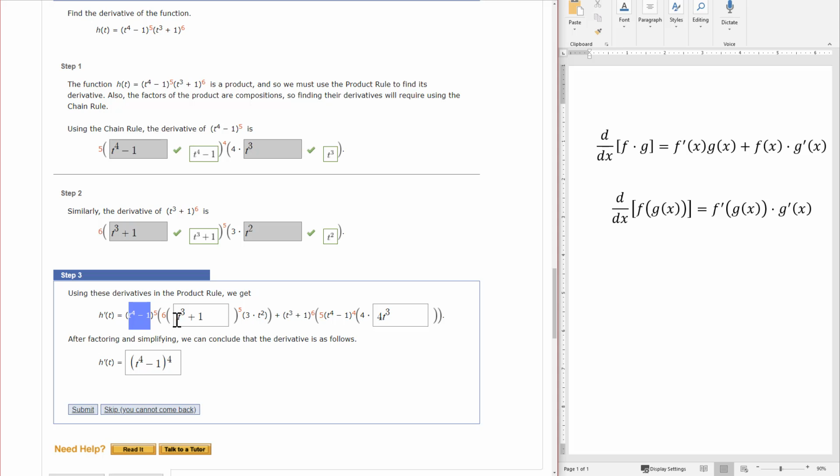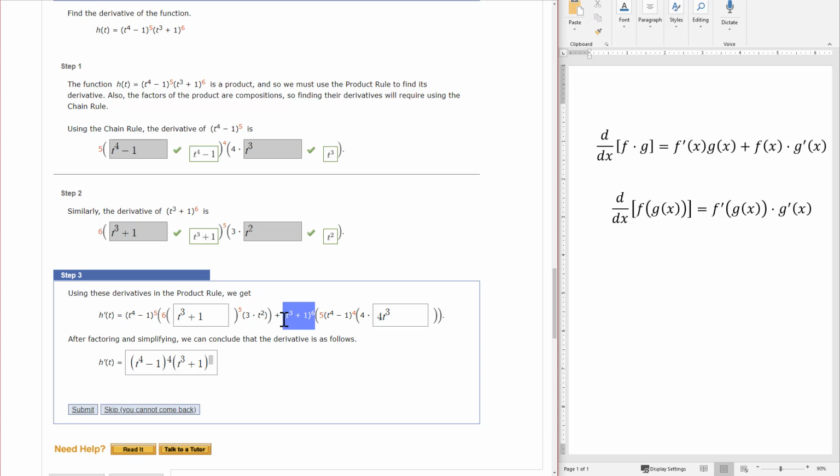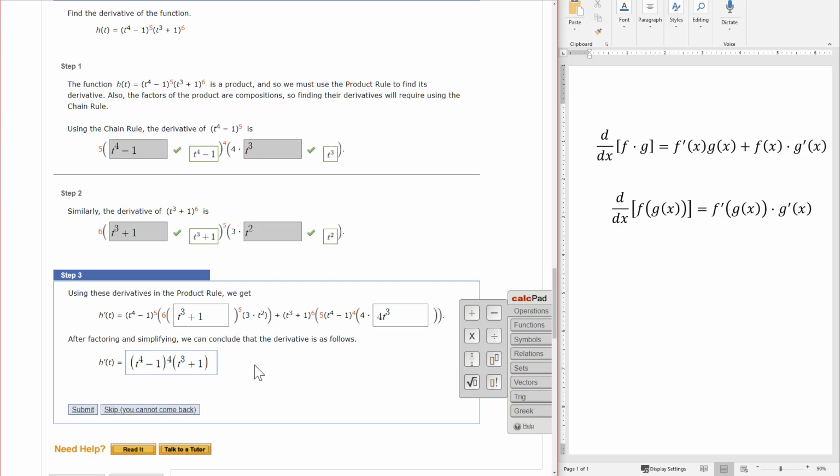What else do we have? We also have a factor of t cubed plus 1. Here we have 6 of them, and here we have 5 of them. So we have a factor of t cubed plus 1. And again, if we take the power that's the least out of the 6th power and the 5th power, if we take out 5 of them, then I'll just have 1 left over.